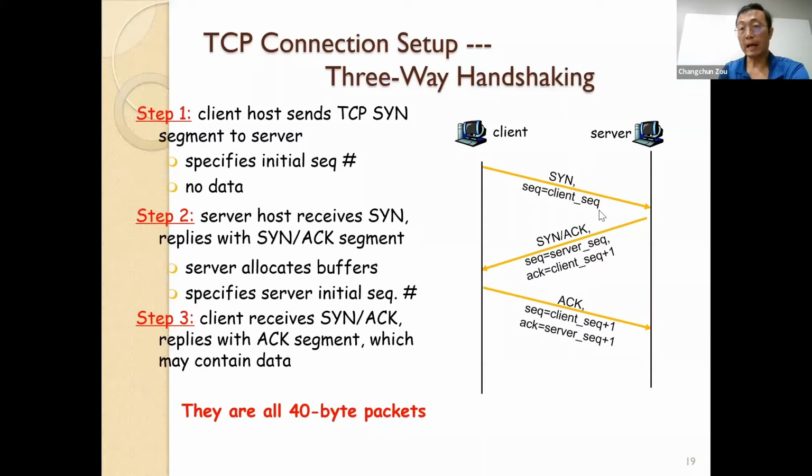So all these packets are 40 bytes, because the TCP header is 20 bytes and the IP packet header is also 20 bytes. I will explain that next. When you use something like Wireshark to monitor the network, you will see that all these packets are 40 bytes in size.